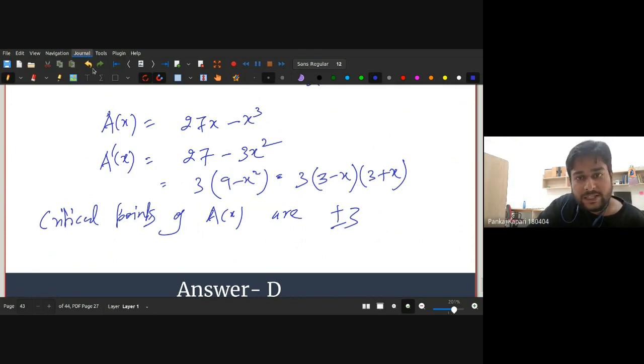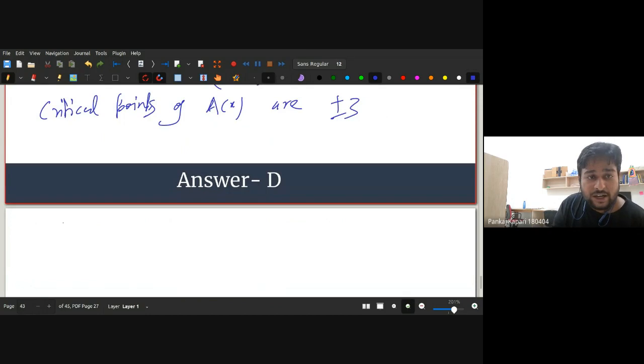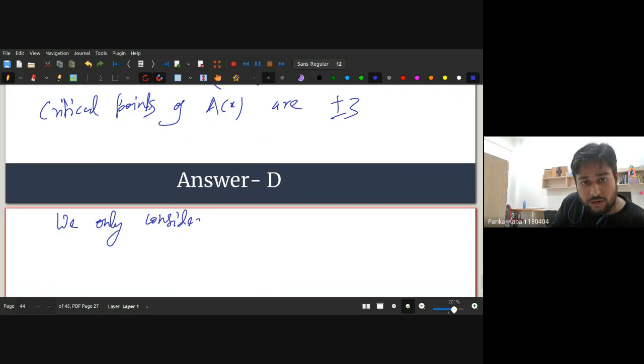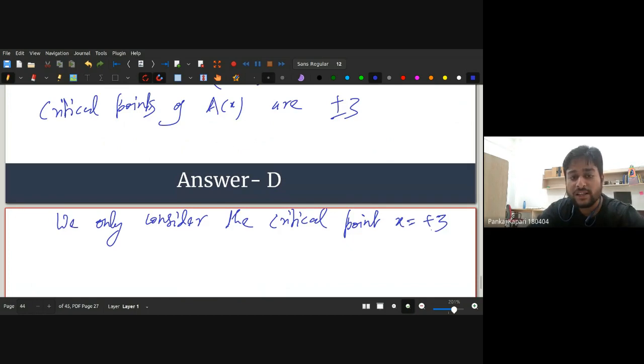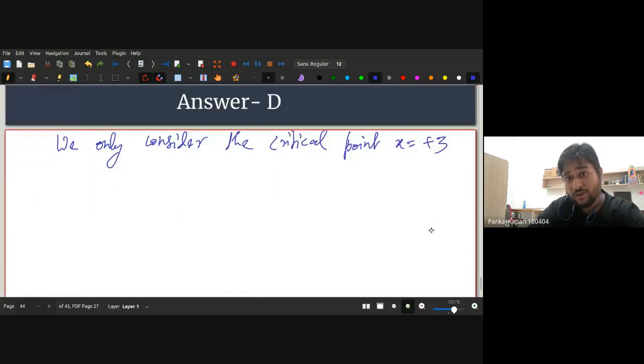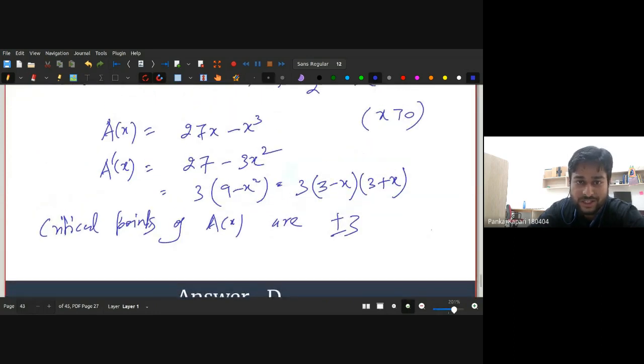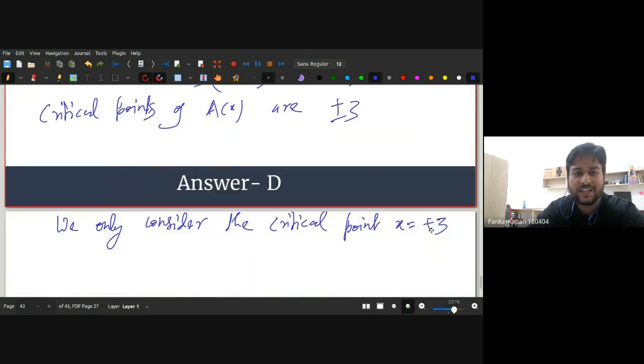But we are saying that x is the length, so we are always assuming that x is positive. So we only consider the critical point which is positive, x equal to plus 3. Now we have to check the sign of the derivative near plus 3, or we can apply the second derivative test also. Till now we have not used the second derivative test, so because the first derivative is very simple, let's apply the second derivative test.